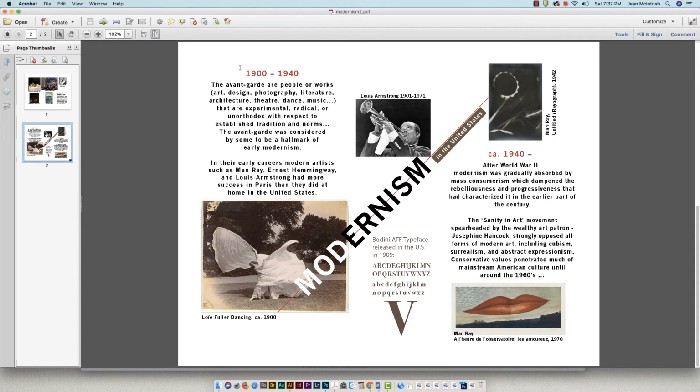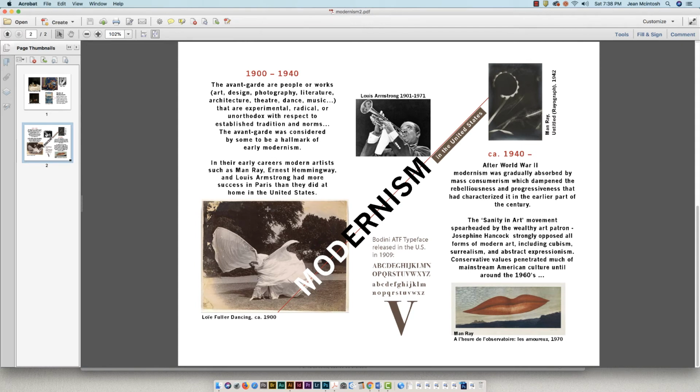So the first part, 1900 to 1940, most definitely the modernism was connected to the avant-garde. The avant-garde was considered by some to be a hallmark of early modernism. In their early careers, modern artists such as Man Ray, Ernest Hemingway, and Louis Armstrong had more success in Paris than they did at home in the United States.